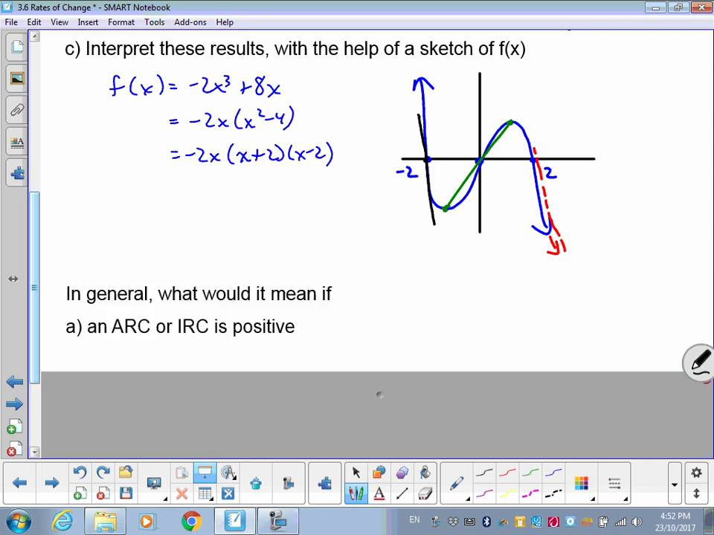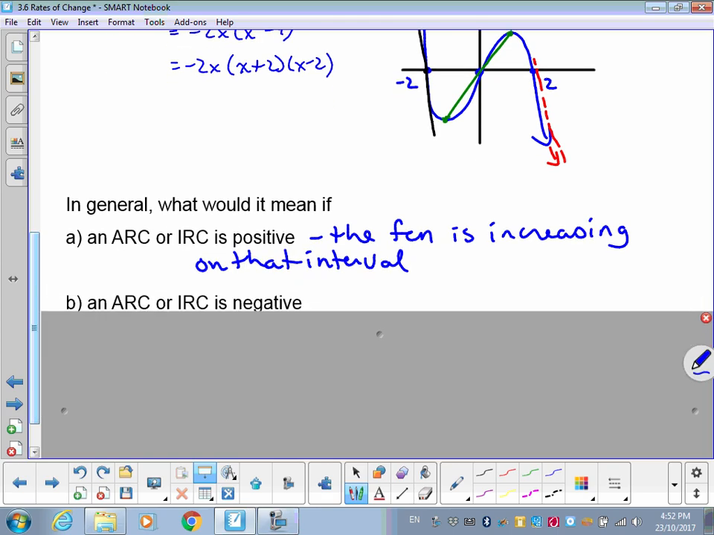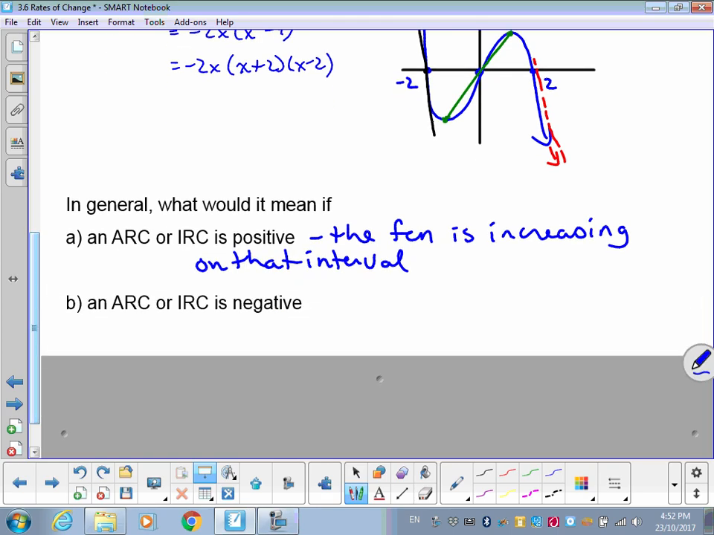In general, what would it mean if the average rate of change or the instantaneous rate of change is positive? Well, then the function, short form, is increasing on that interval. And if the average rate of change or the instantaneous rate of change is negative, then the function is decreasing on that interval.